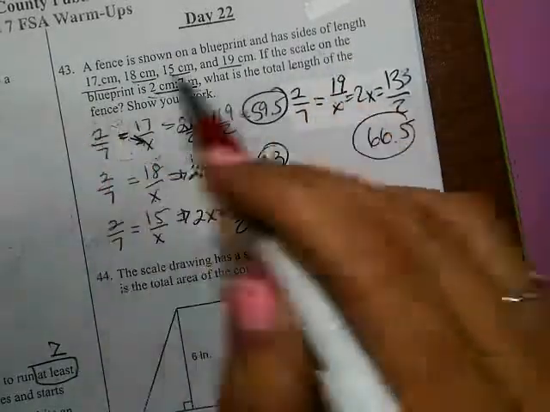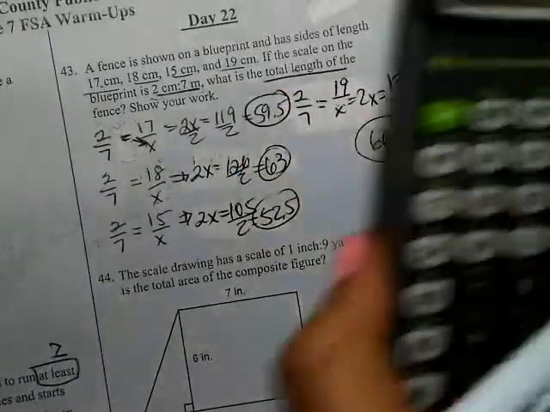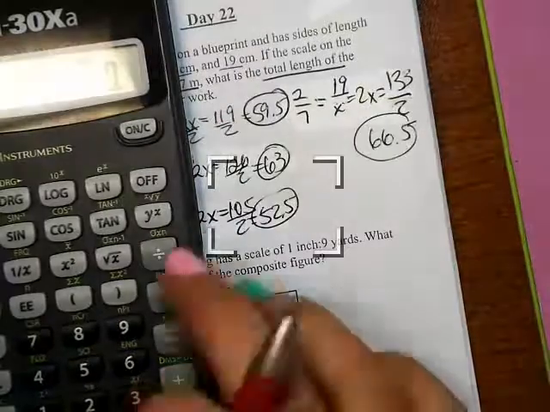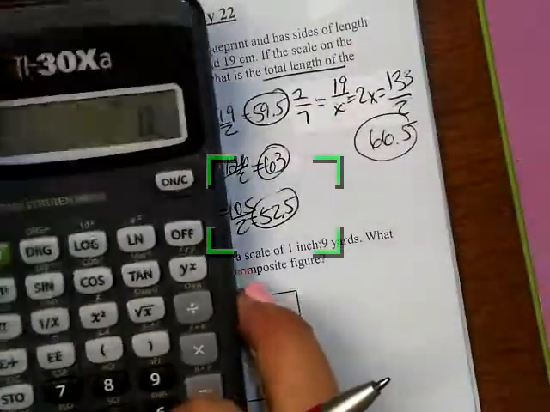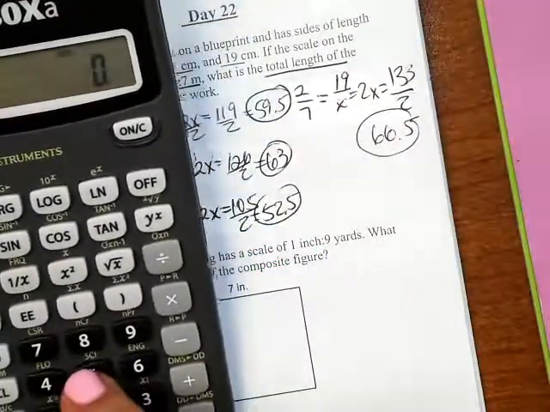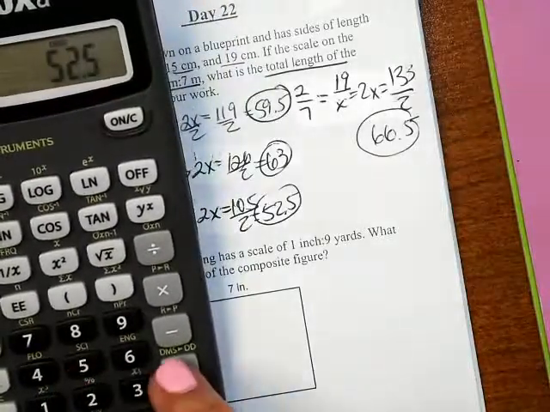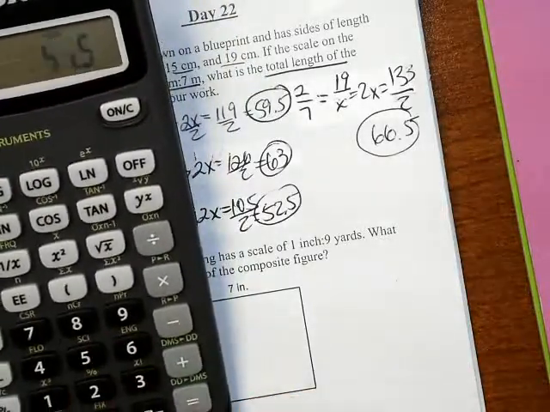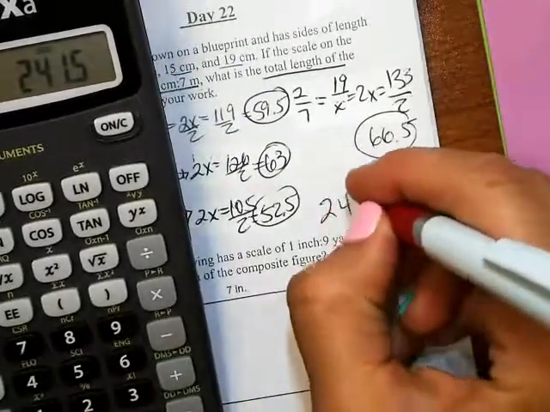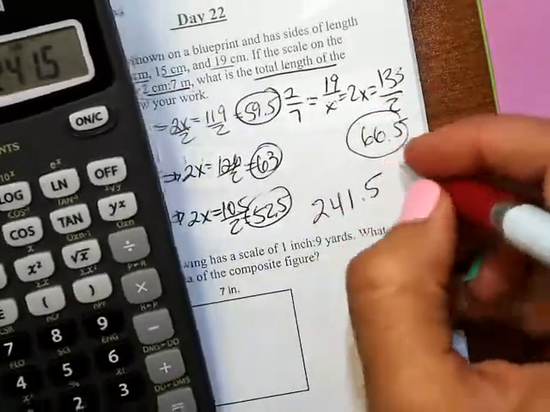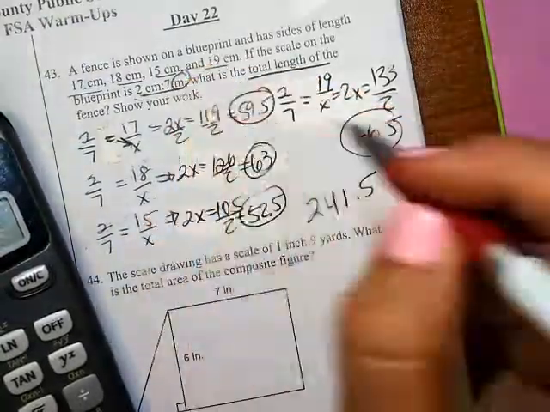What is the total length of the fence? Meaning I need to find the perimeter. That means I need to add all these measurements up. So, I have 59.5 plus 63 plus 52.5 plus 66.5, giving me a total measurement of 241.5. And since this is representing the meters total.